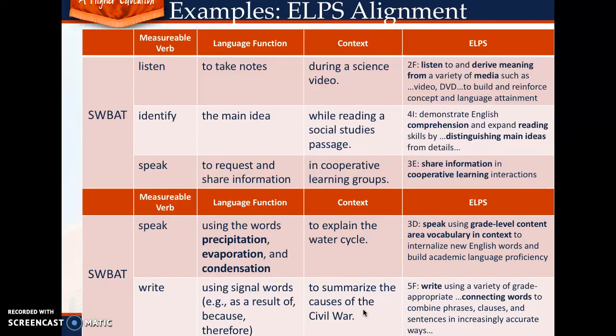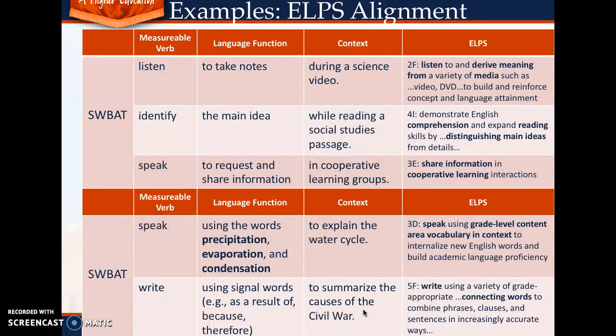So let's say, and the first set of 3 at the top are related to the function context structure of a language objective. So students will listen to take notes during a science video. Well, let's say we have, as a content objective, students will understand some concept that you're showing them a video about. And so you think, okay, to access this video, my ELLs are going to have to listen. And they're going to have to be able to get information from this video.